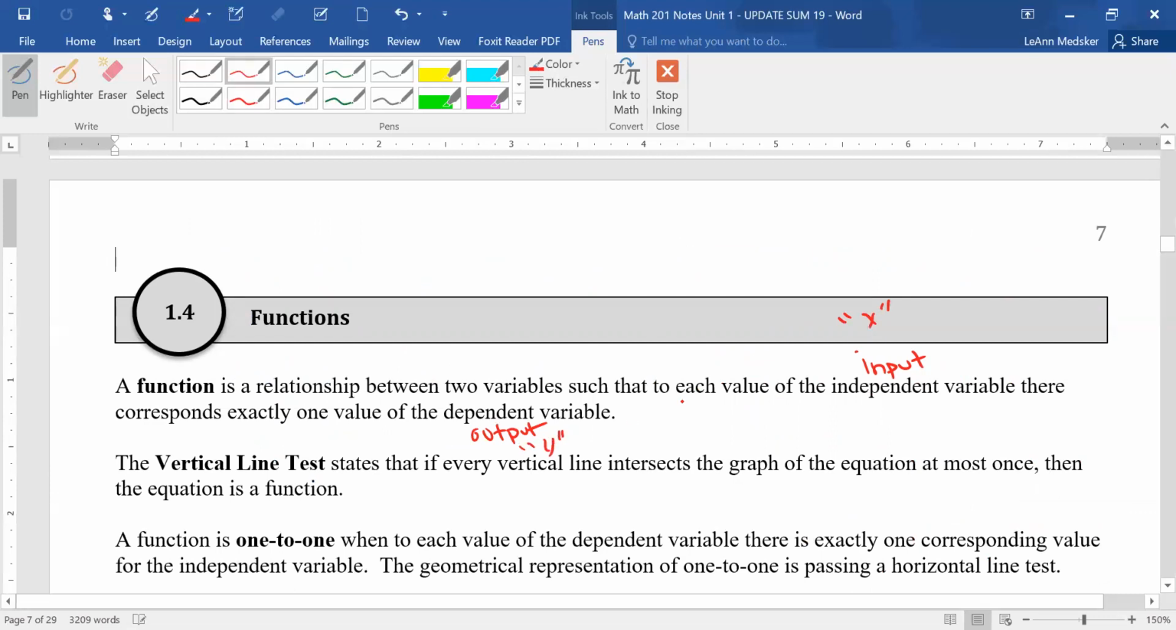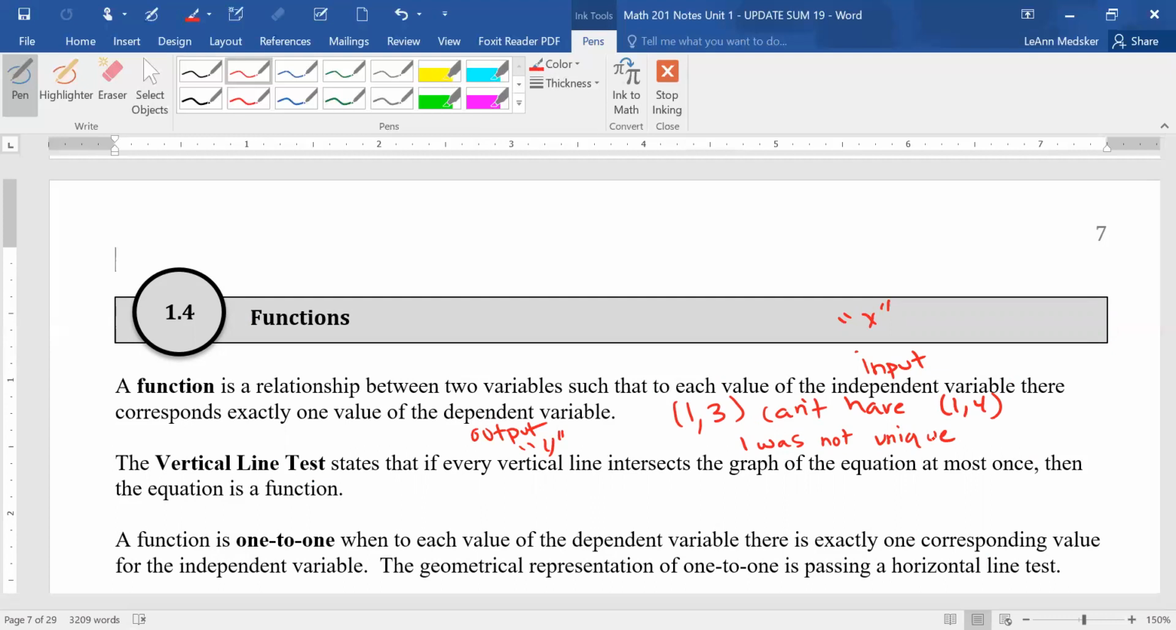So it means that in an ordered pair, if you have 1, 3 as an ordered pair in your function, you can't have 1, 4, because that means that the 1 was not unique. That's the main thing for being a function. The x value can't be used with different y values, because, if you see on the next part, that's going to fail the vertical line test.